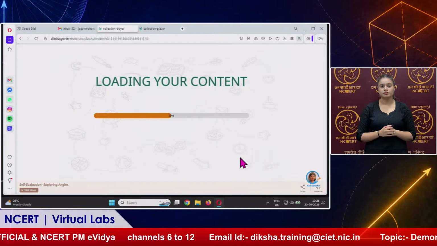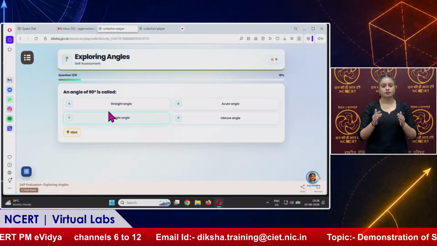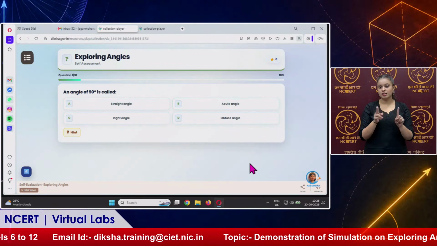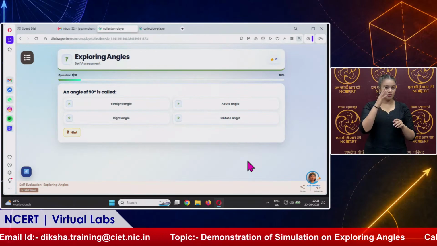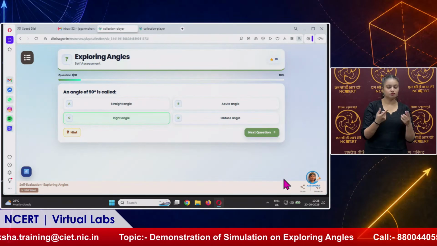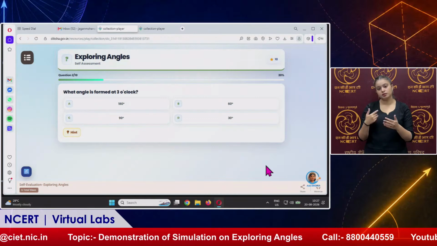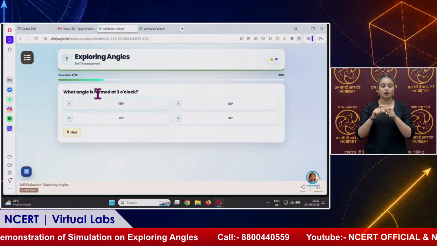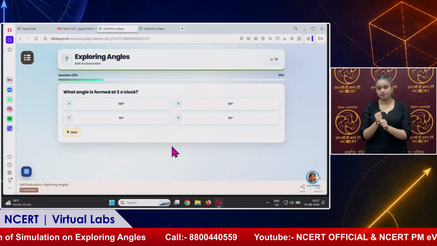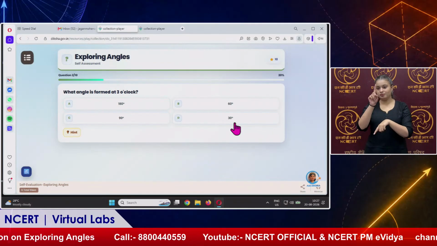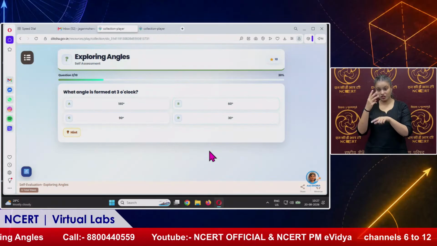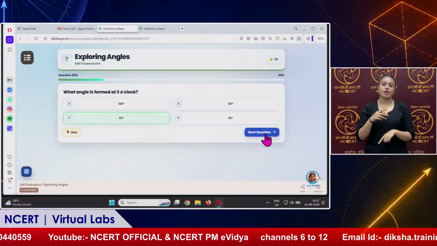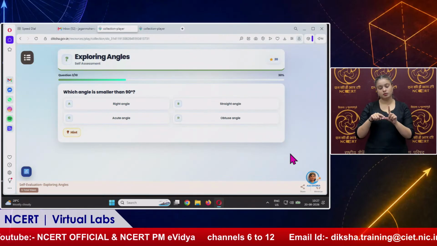At the end there are a couple of combinations, for example, an angle of 90 degrees is called. Obviously once they have done these hands-on experiences, they can easily answer a right angle. So like that there is a combination of 10 questions. What angle is formed at 3 o'clock? Obviously they already know that each hour indicates 30 degrees, so 3 o'clock is obviously 90 degrees. Like that they can answer everything.